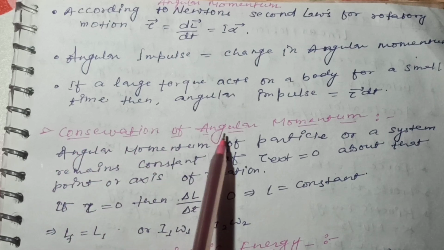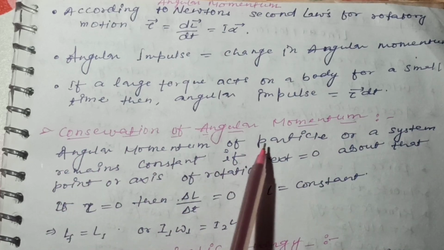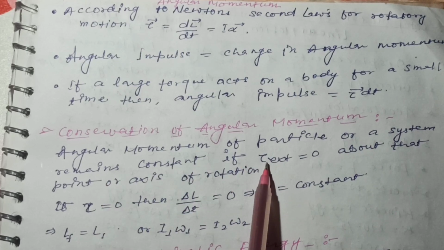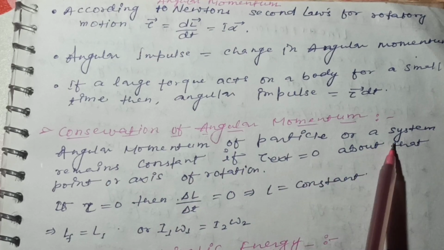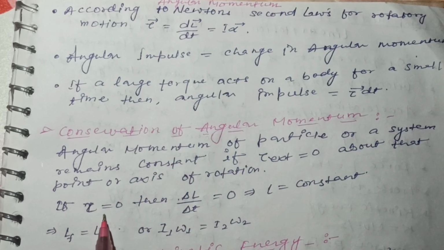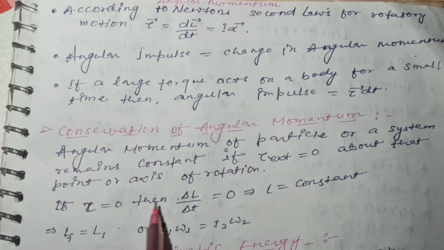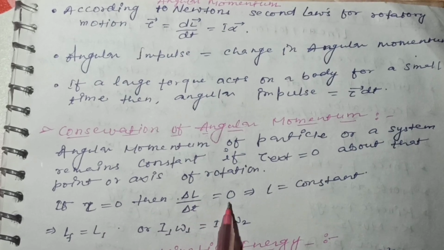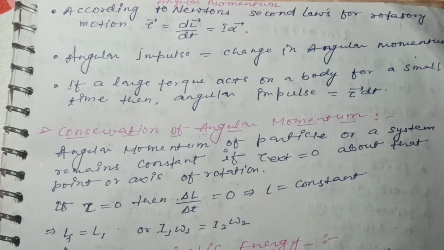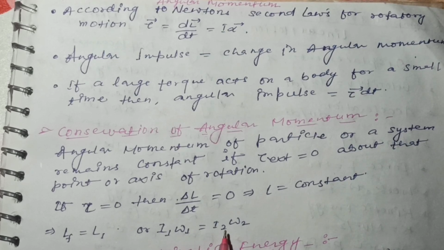Conservation of angular momentum. Angular momentum of a particle or a system remains constant if external torque is equal to 0 about that point or axis of rotation. If torque is equal to 0, then delta L upon delta t is equal to 0, so L is equal to constant. If Lf is equal to Li, or I1 omega 1 is equal to I2 omega 2.